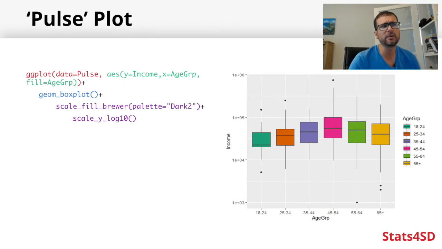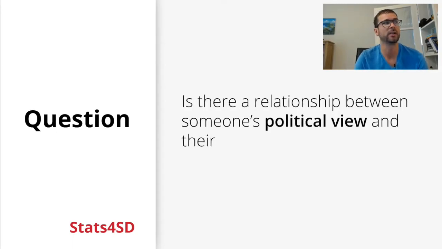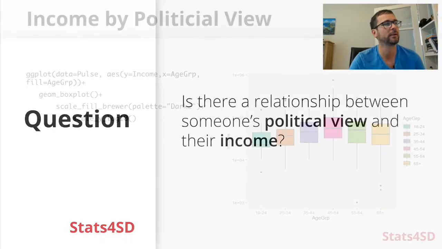So throughout this video, I'm now going to be asking a slightly different question, which is, we've got this nice data set, so let's start thinking about maybe whether there is a relationship between someone's political view and their income. Stereotypically, I guess we would assume that people who are more conservative perhaps would be earning more money than those who are more liberal. Let's see what the data says about that.